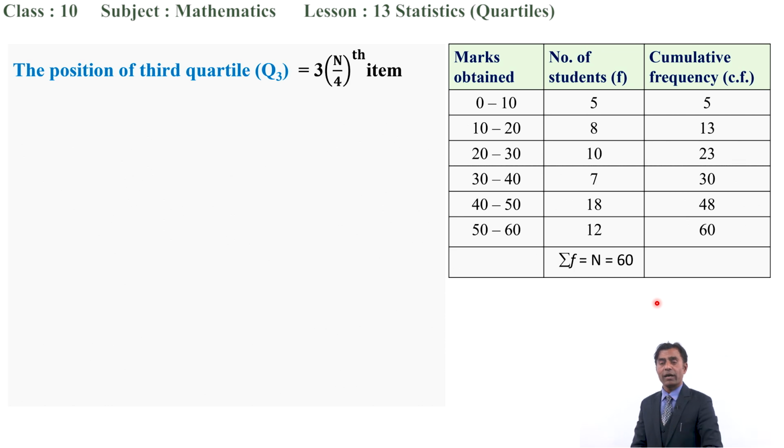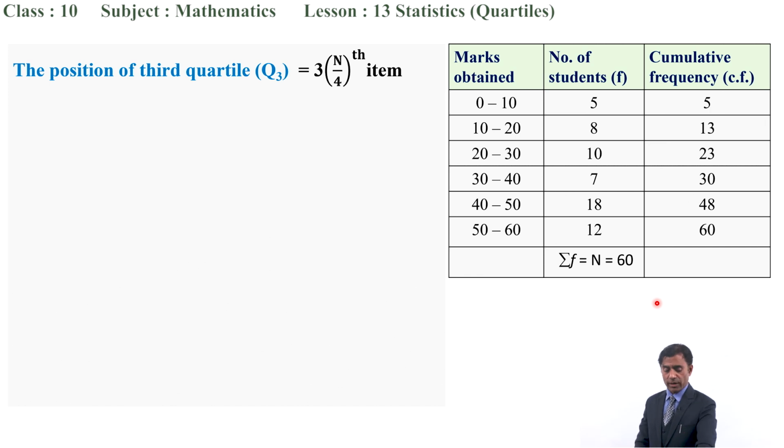How to find the second quartile? 2 times n by 4. By simplifying, it is only n by 2. So being the n by 2 item, that's for the median also. So we said that the second quartile is the median. Here we are not discussing how to find the second quartile. We are discussing how to find the first quartile and third quartile.